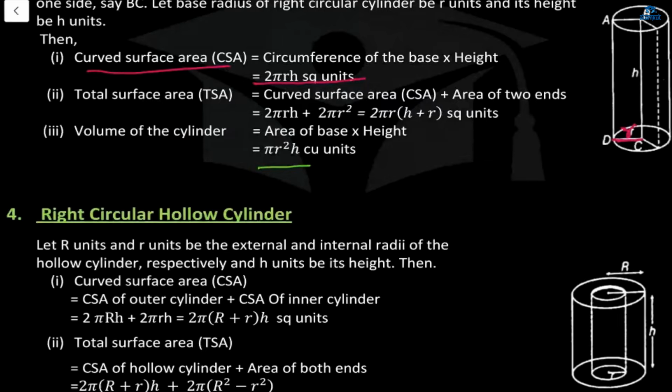When we were taking curved surface area, we were just taking the surface area. So at that time, the circumference of the base into height was taken, and when we are taking volume, it will be the area of the base into height. So at that time 2 pi r h, and here for volume pi r square h will be there.